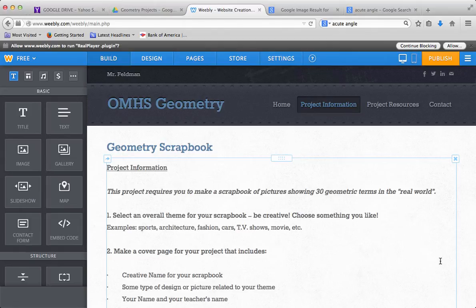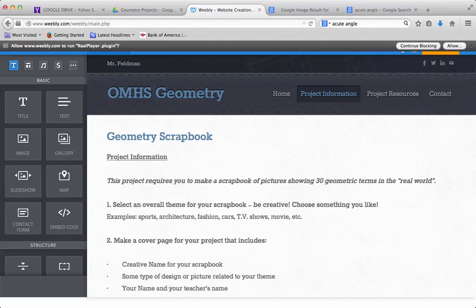Hey guys, today I'm going to talk with you a little bit about your scrapbook project that you're going to be doing this semester. First, just a little bit about the project in general. What you're basically doing is making a scrapbook where you're going to look at 30 of the most common words that you'll see in this geometry course, and try to look for them in the real world. Some of them will be pictures that you take yourself. Some of them can be pictures that you find on the internet. I don't want any textbook type pictures or any clip art or anything like that. I want them to be real pictures.